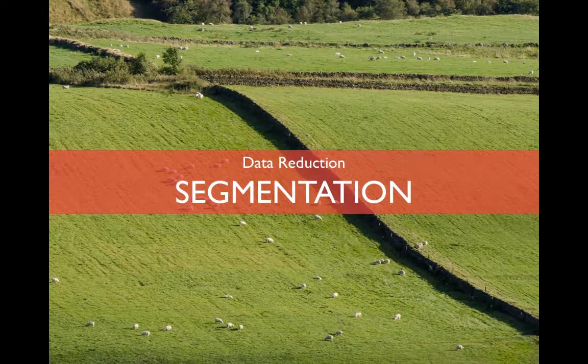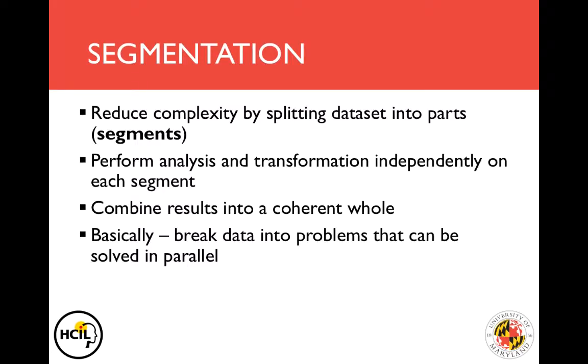So let's talk about each of these techniques. First, we have data reduction through segmentation. So segmentation is reducing the complexity of data by splitting it into parts or segments. We perform analysis and transformation independently on each segment. So I'm going to break my data down into chunks, and then I'm going to analyze each chunk separately. Once I've done that, I'm going to combine the results into a coherent whole. Basically, what I'm doing here is breaking the data into problems that can be solved in parallel.